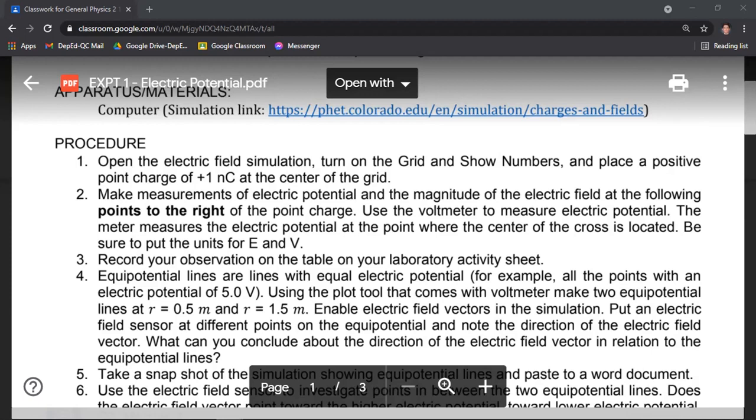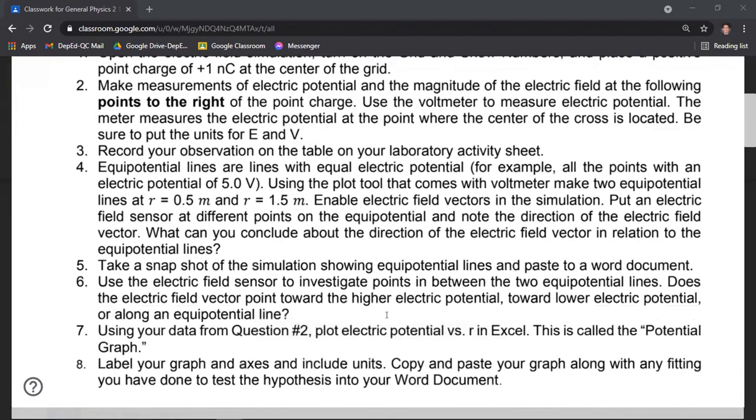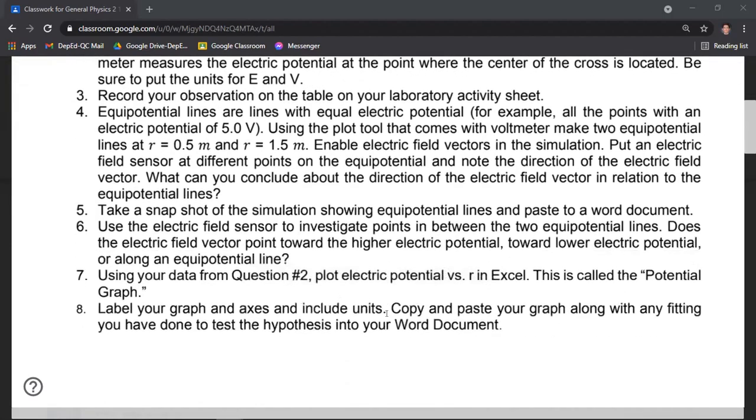Then we will enable the electric field vectors in the simulation and put an electric field sensor at different points on the equipotential line and note the direction of the electric field vector. We will answer the question: what can you conclude about the direction of the electric field vector in relation to the equipotential lines? While I am doing the activity, you need to take a snapshot of the simulation showing the equipotential lines and paste it onto the Word document for your submission.